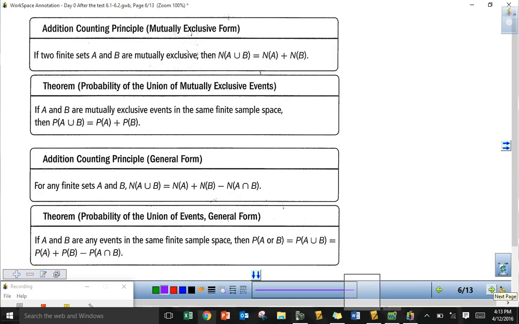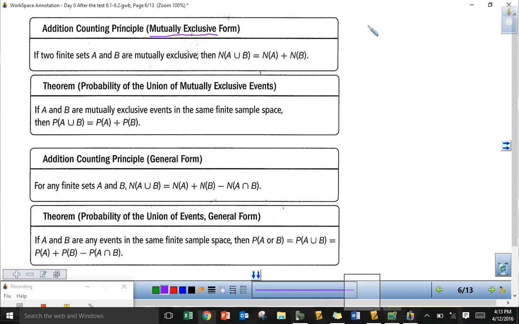Now, before we get to the examples for 6-2, I just want to cover some information that will help us work through these problems. We're going to talk about the addition counting principle for mutually exclusive events. First, we just want to talk about what it means to be mutually exclusive. These are events that have nothing in common. They would not overlap.